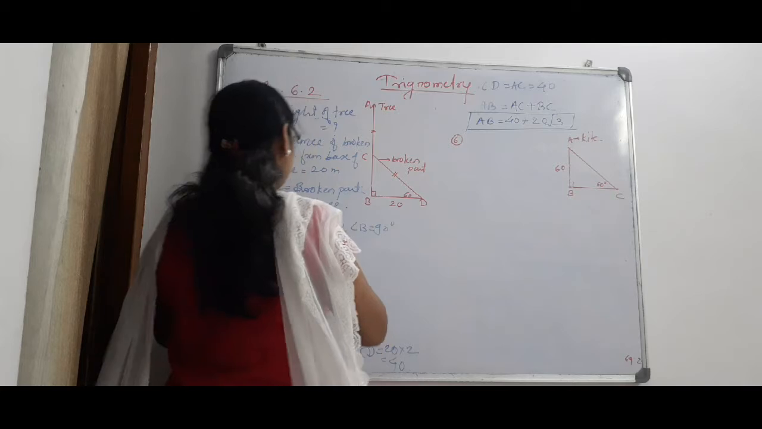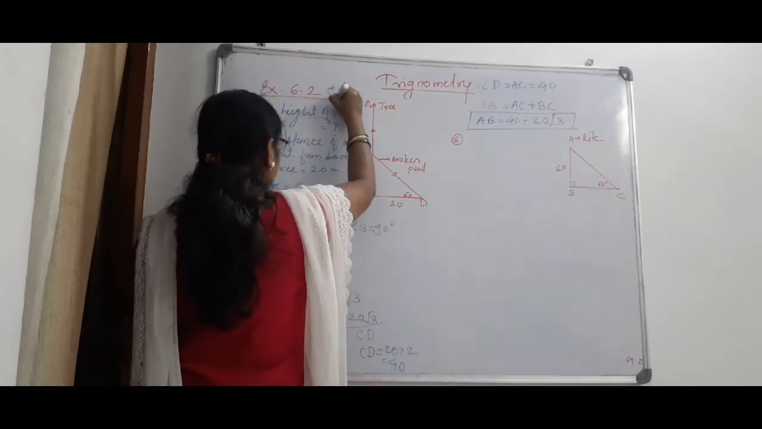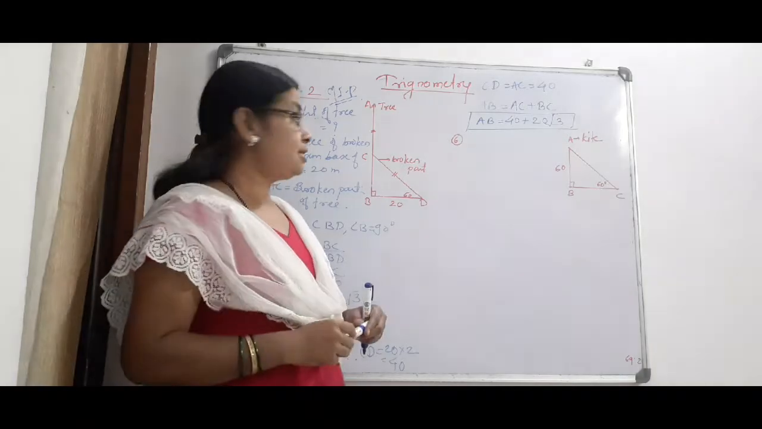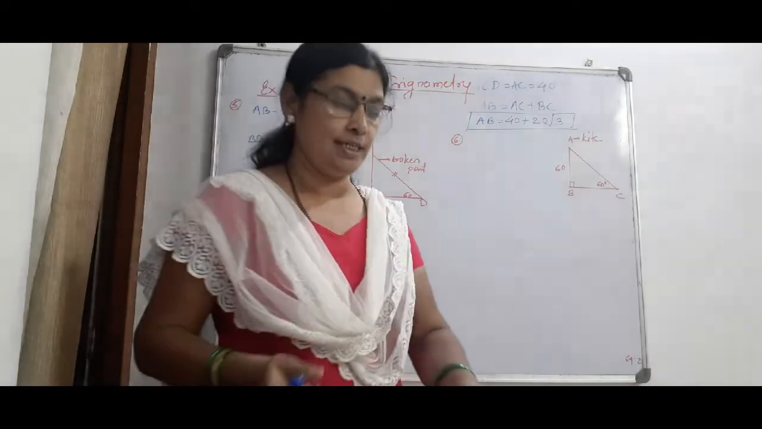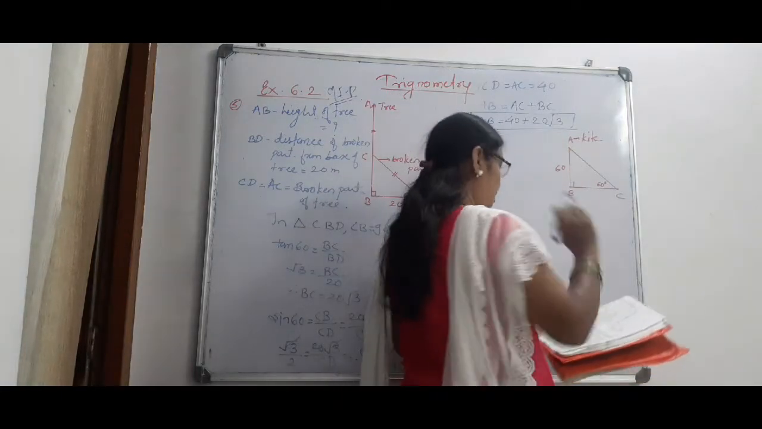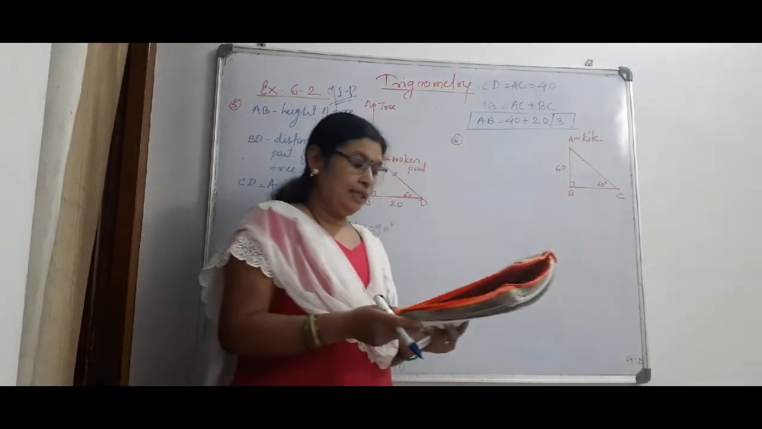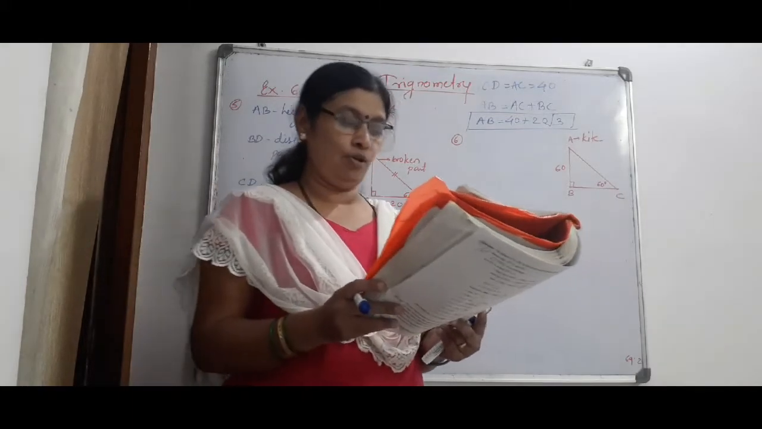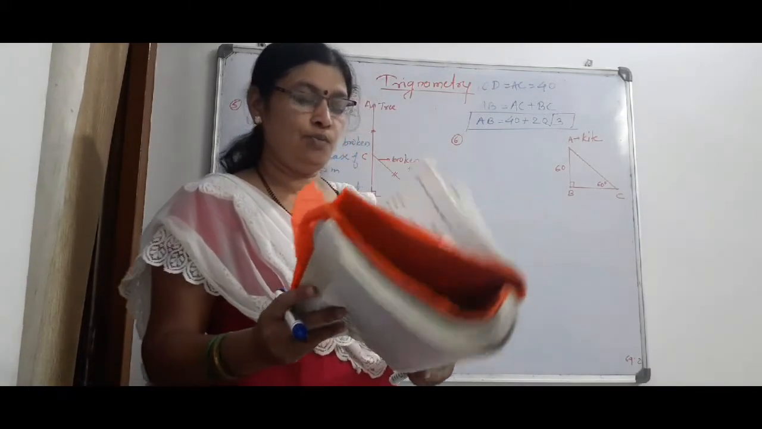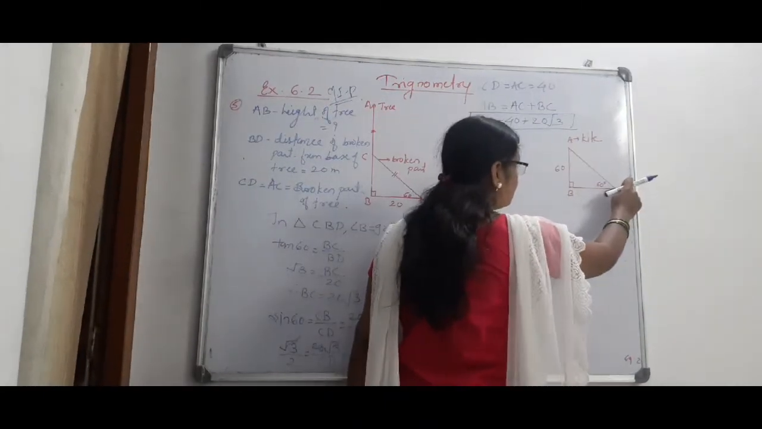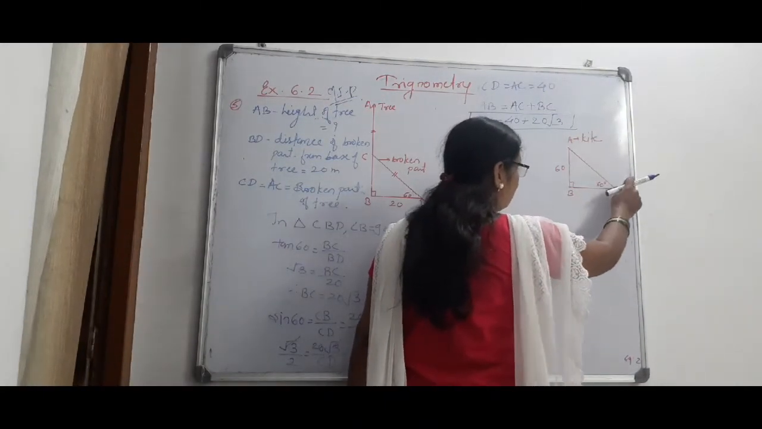Now see here, sixth problem. It is the most important problem. What is given in the sixth? A kite is flying at a height of 60 meters from the ground. The string attached to the kite is tied at the ground. It makes an angle of 60 with the ground. Assuming the string is straight, you have to find out the length of the string. That is AC you have to find out.